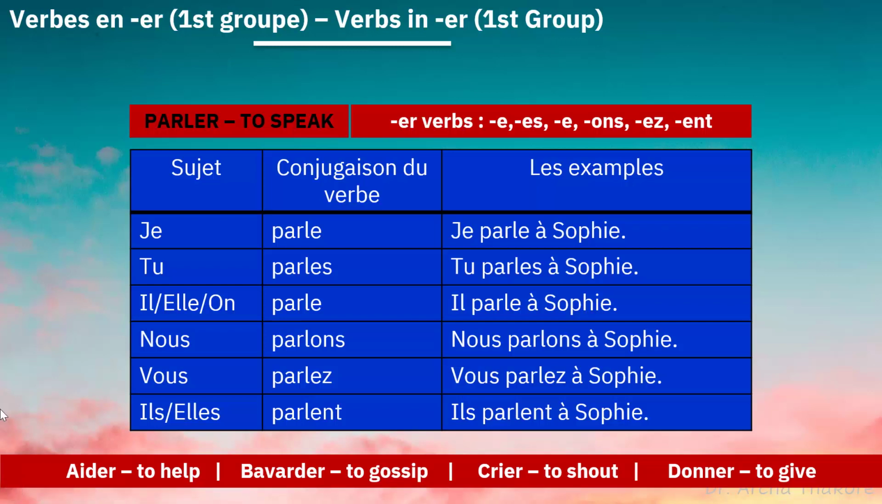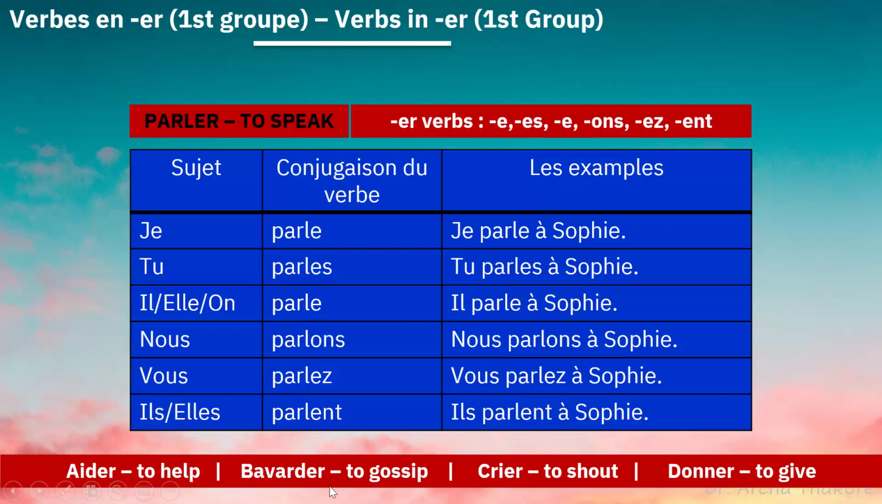You have to find out all the er ending verbs and try to conjugate them in this. You have to make a table like this, and you have to write the conjugations and make at least one sentence. This is going to be your homework. This is how you will learn. If you don't do this, I'm sorry, you will not learn, because you have to do this.